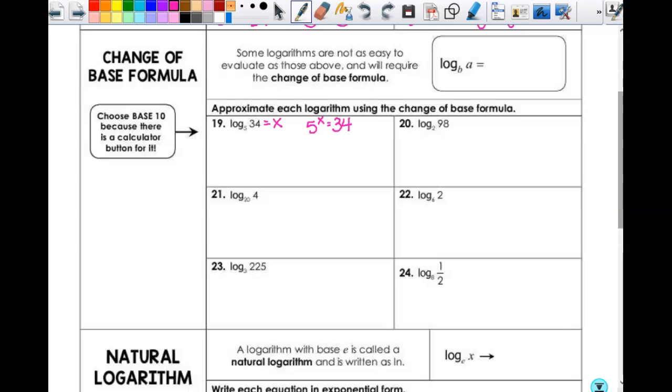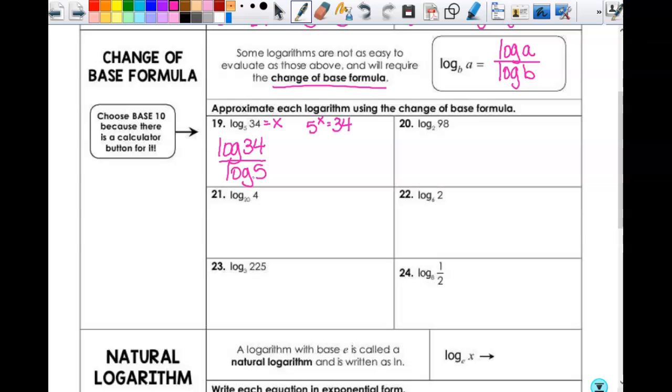But some logarithms are not as easy to evaluate as those above, and will require the change of base formula. So we're basically going to change them all to base 10, and in order to do that, we use the change of base formula. We're just going to find the log base 10 of A and the log base 10 of B, make a fraction out of it, but you got to make sure you put the right pieces in the right place in the fraction. It's really pretty easy to figure out because B is the base and it's on the bottom, so when you come over here, it is going to be log of A over log of B. It's still the base, it's still on the bottom. Okay? So number 19 is going to give me log of 34 over log of 5.